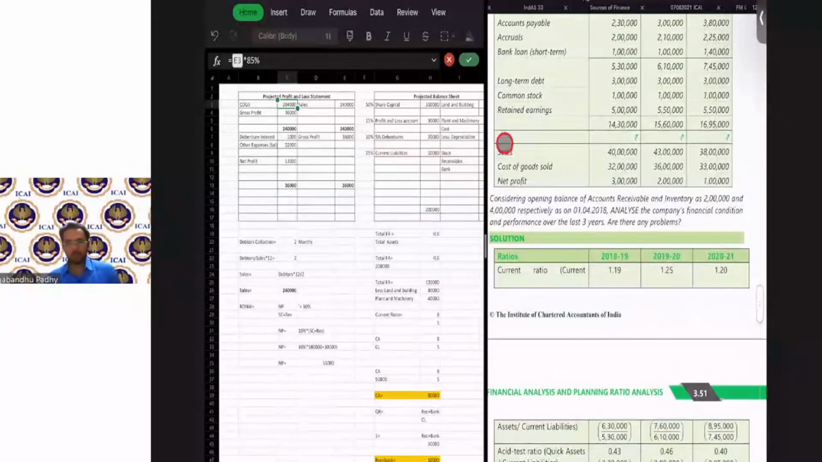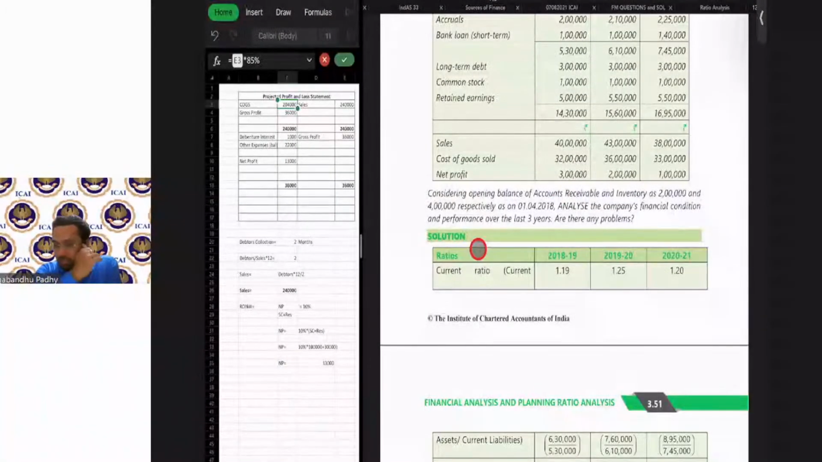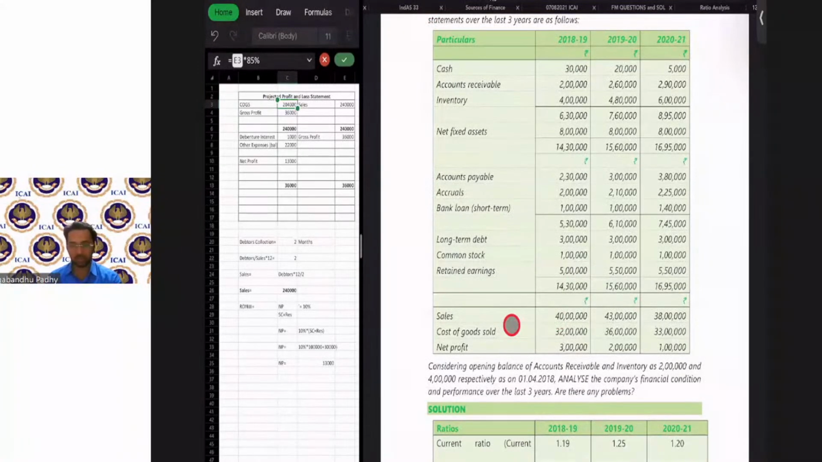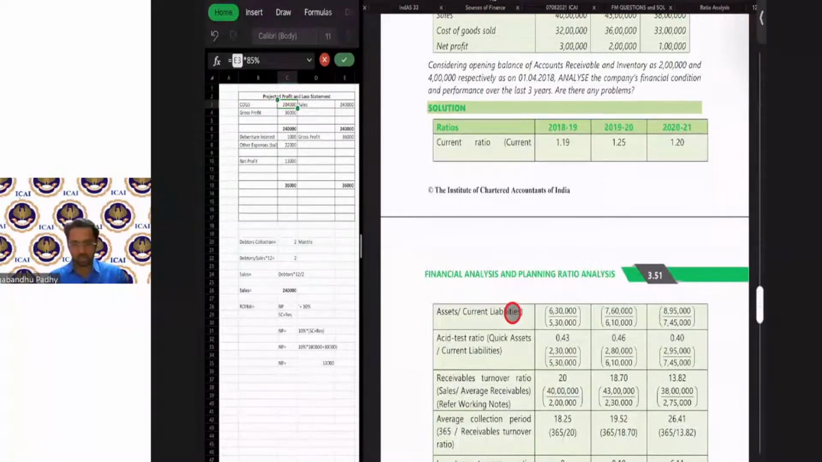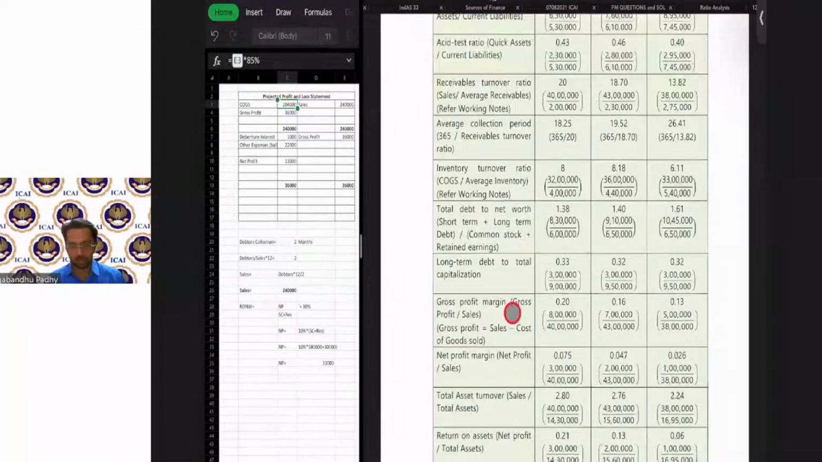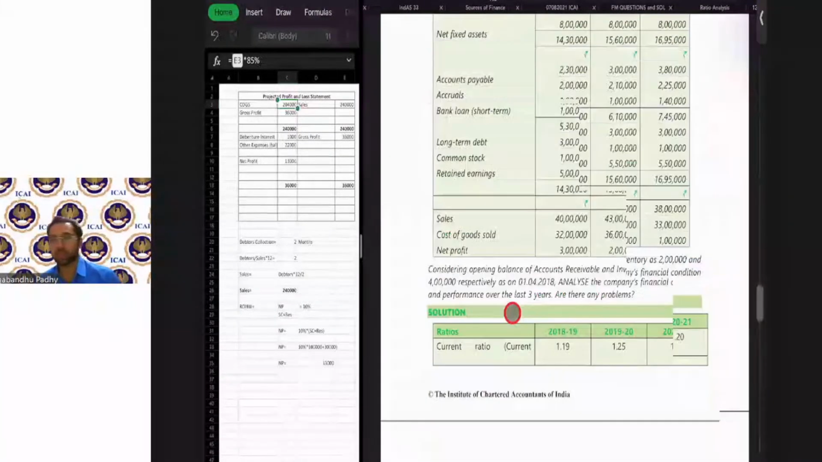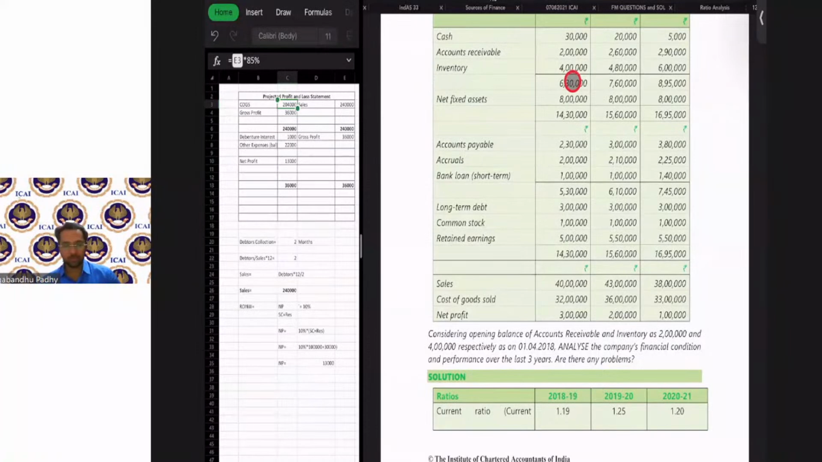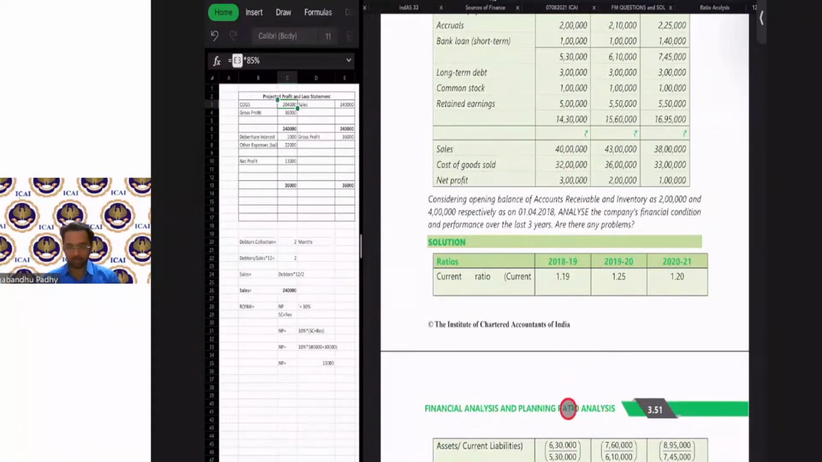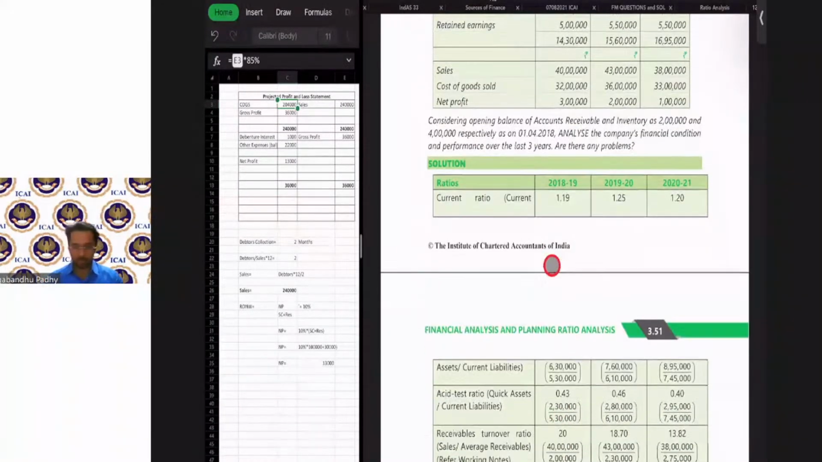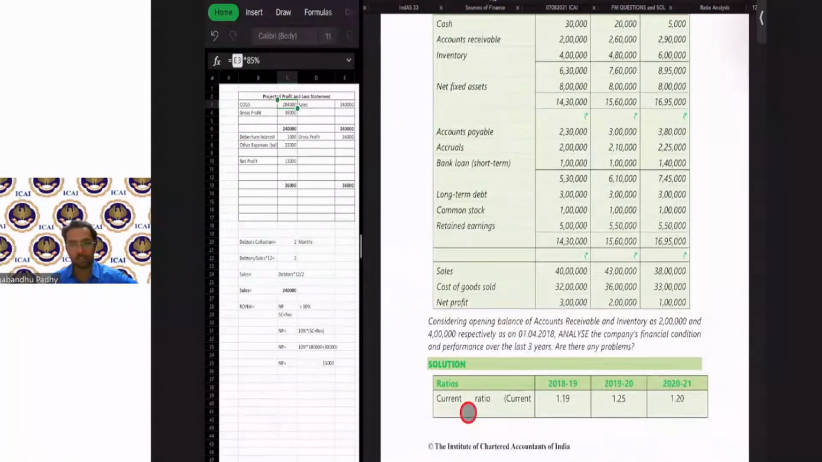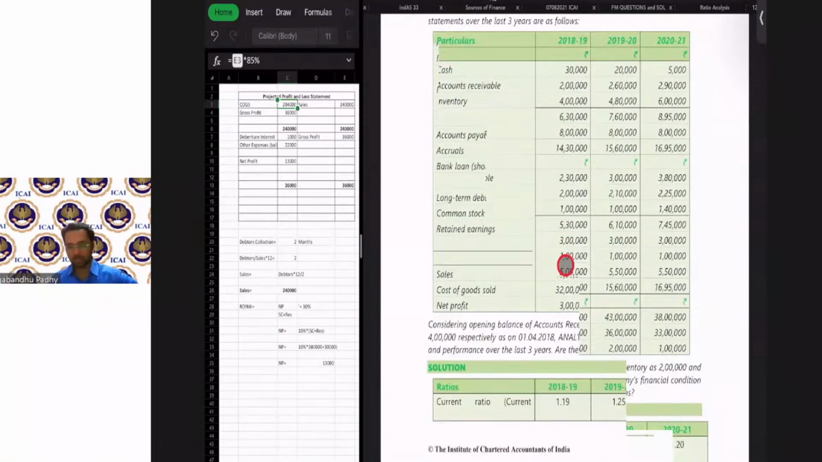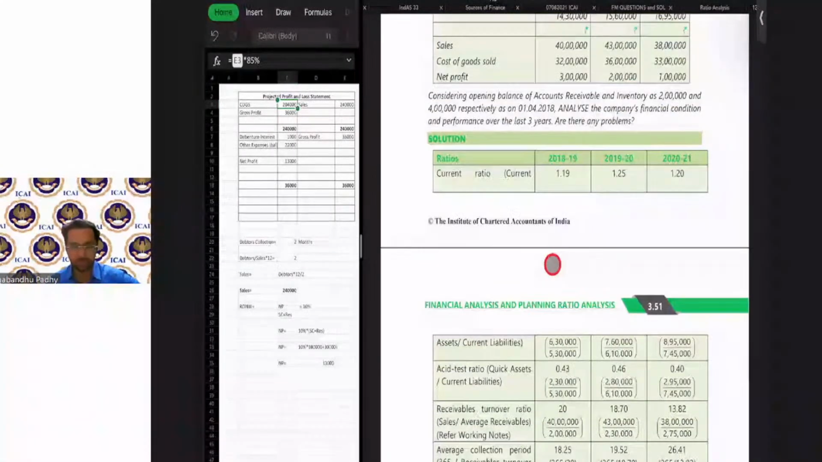So over here in this current illustration, we have some ratios which are calculated. Some of the ratios they calculated are current ratio, then quick asset test ratio, receivable turnover. They have calculated a lot of ratios, and based on those ratios, we have to do some sort of analysis. Current ratio is current assets upon current liabilities, which is 6,30,000 divided by a current liability of 5,30,000. That's stated over here. Then the acid test ratio is quick assets upon current liabilities. Quick assets will be only accounts receivable and cash. So that's 2,30,000 upon 5,30,000.